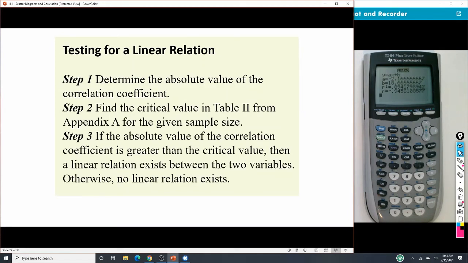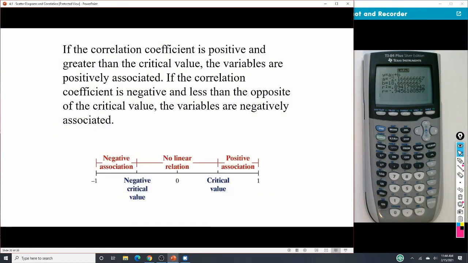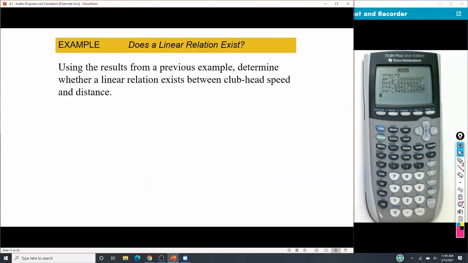All right, so the next thing is testing for a linear relation, okay? If a correlation coefficient is positive and greater than the critical value, they are positively associated. If it's negative and less than the opposite of the critical value, then they are negatively associated, okay?